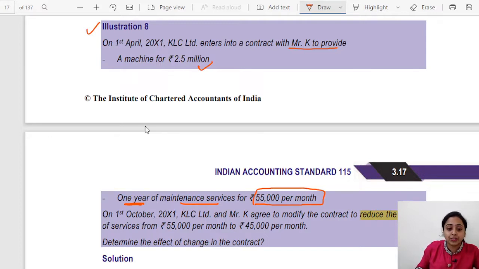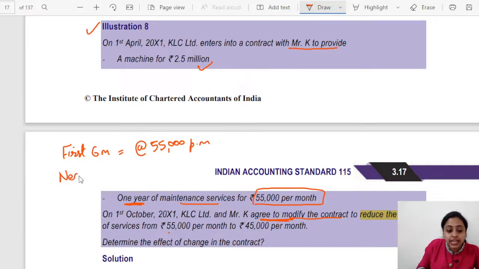On 1st October, that is after 6 months, KLC Limited and Mr. K agree to modify the contract to reduce the amount of service from 55 to 45. For the first 6 months, it was at the rate of 55,000 per month. Now, after modification, the remaining 6 months, because the contract is for 1 year, is recorded at 45,000 per month.